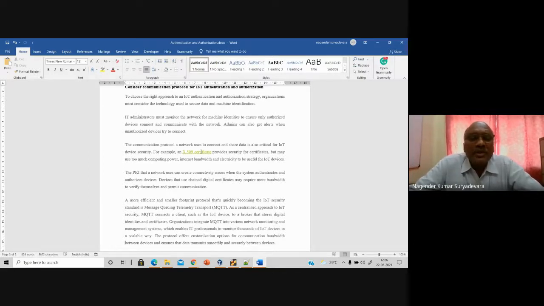How they are being implemented, we'll see in one case study today. From this case study, we'll try to understand how IoT devices also support the authentication and authorization mechanisms.